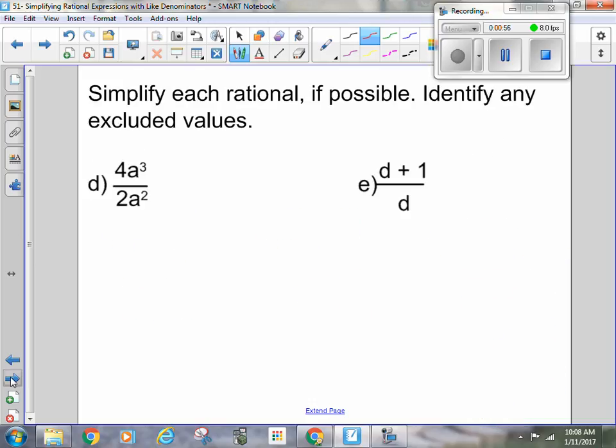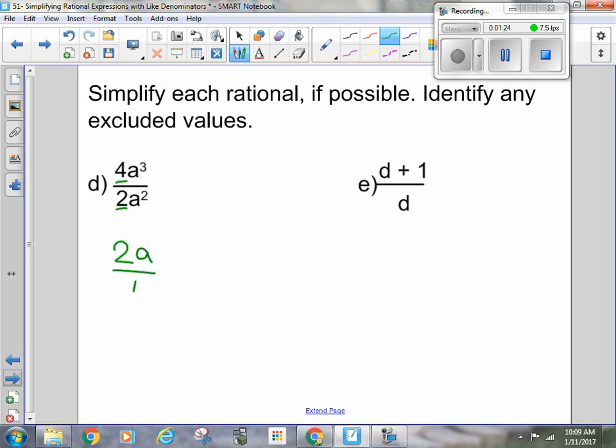All right, then we have to simplify each rational if it's possible, and then identify excluded values. So if we look here at our first one, we want to see what we can simplify. Well, we have 4 over 2, and that's going to reduce to a 2. We have 3 a's on top and 2 a's on bottom. Which one has more, the top or the bottom? The top does, and it has 1 more. So my answer is 2a over 1.